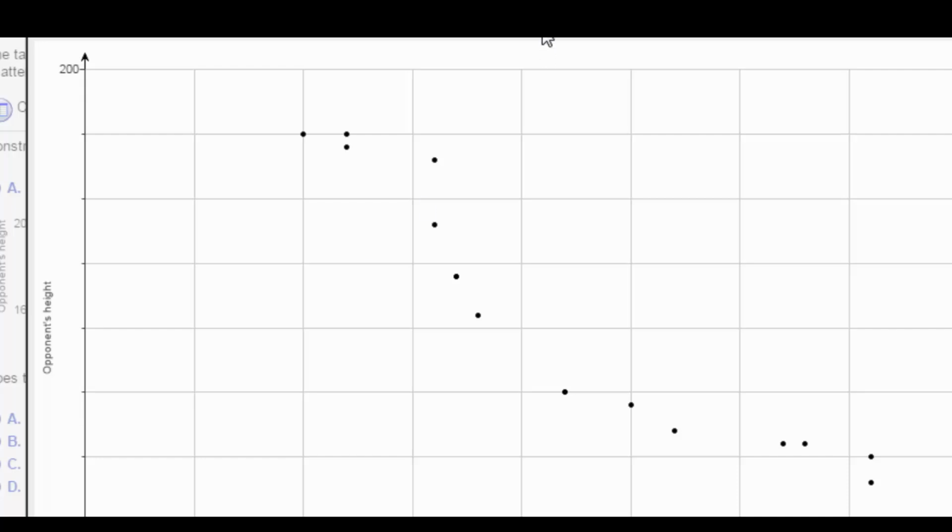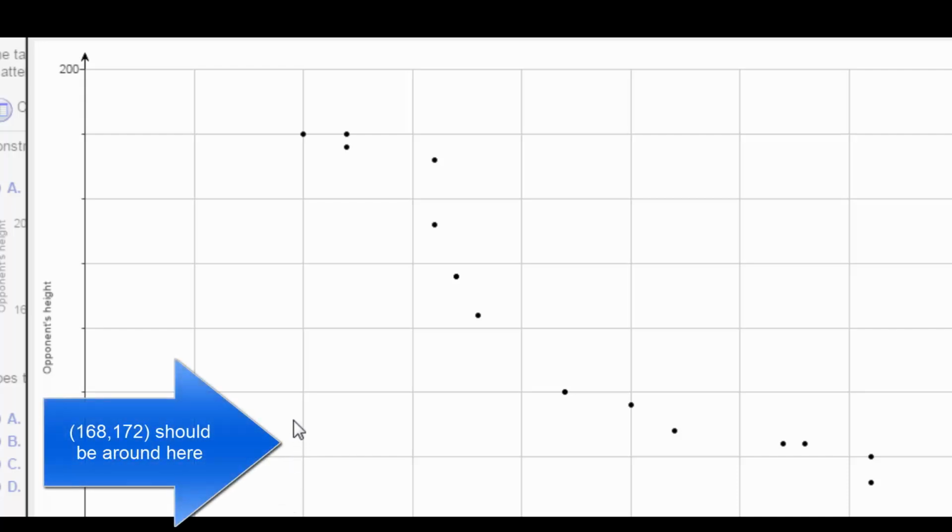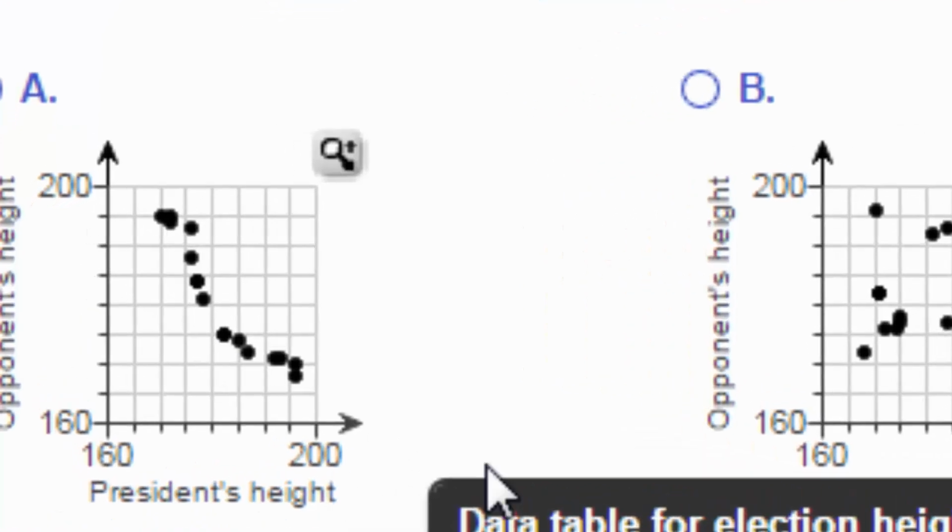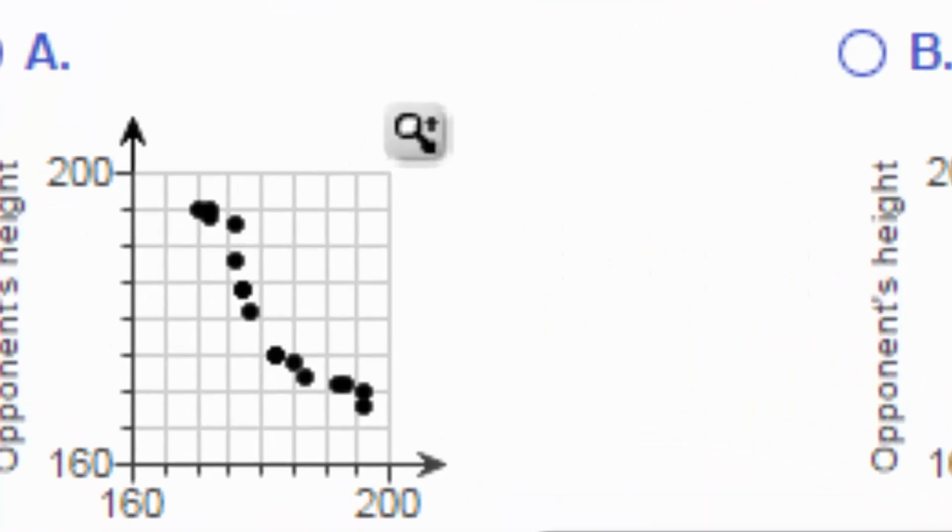Same thing here. Remember we said that this should be at 172, 168 and 172. Well, this would be 165, 170, so it should be down here somewhere. So I know it's not the first one because I'm looking for the point 168, 172.